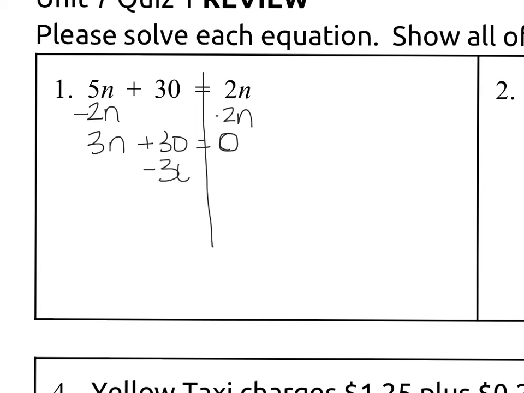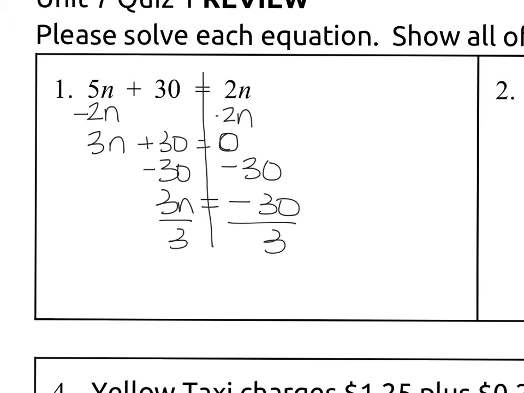Subtract 30 from both sides. So now I have 3n equals negative 30. Still need to get that variable by itself, so we can divide by 3, divide by 3. Grab your calculator because we do have a negative that we need to deal with. So n equals negative 10.